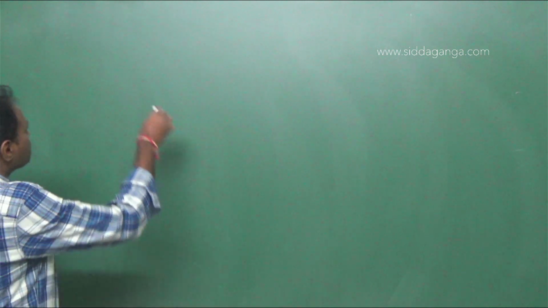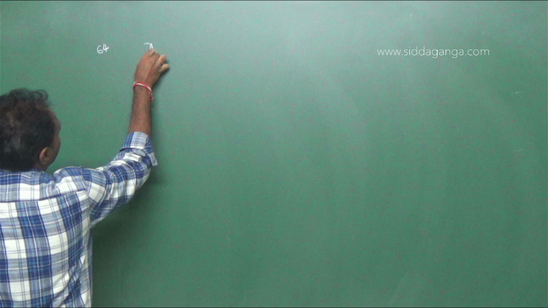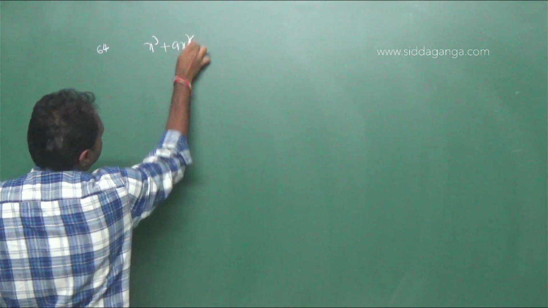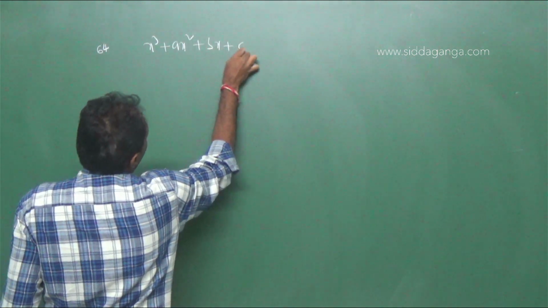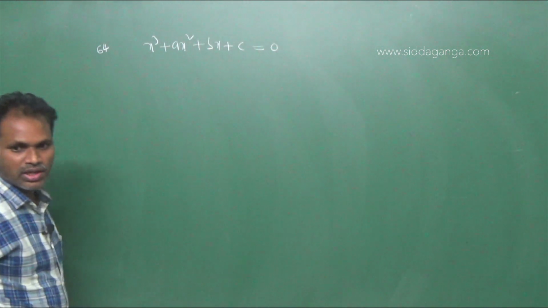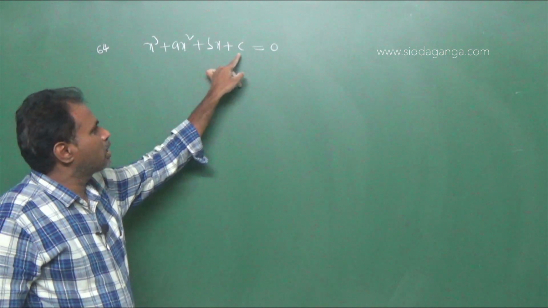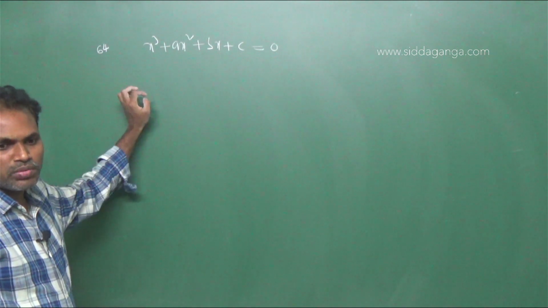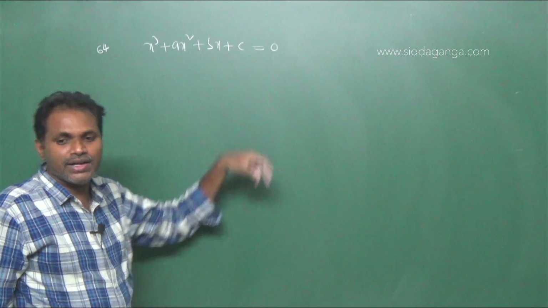Now, here the given equation is x cube plus ax square plus bx plus c equal to 0. This is the given equation. If the roots of the equation are in AP.